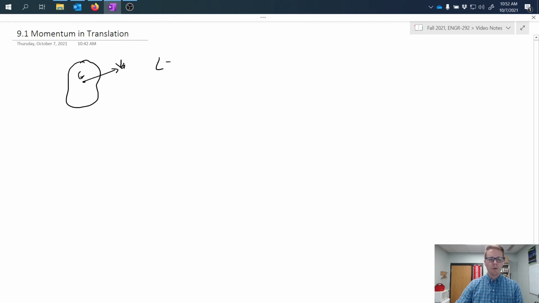So we've seen before that linear momentum, denoted with a variable L here, is mass times velocity. And again, because the only velocity we have occurring at this time is the velocity of the center of gravity, that's the velocity that we include in that momentum term.